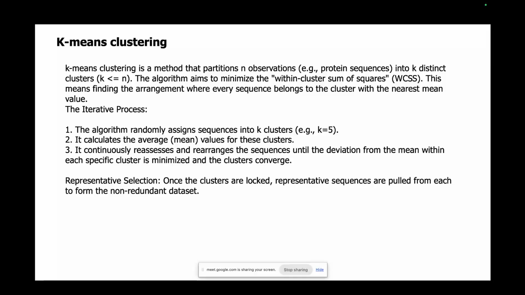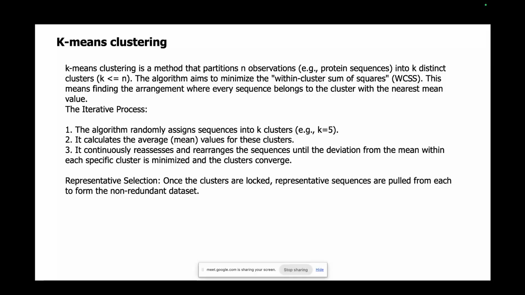Now M1 is a value, right? So you check the distance between M1, the mean, and the set of protein sequences present in the first cluster. Then you do the same thing for the second cluster. M2 is the mean. What is the distance between this set of proteins and M2? What is the distance between this set of proteins in this cluster and M3? What is the distance between this set of proteins in this cluster and M4, right?